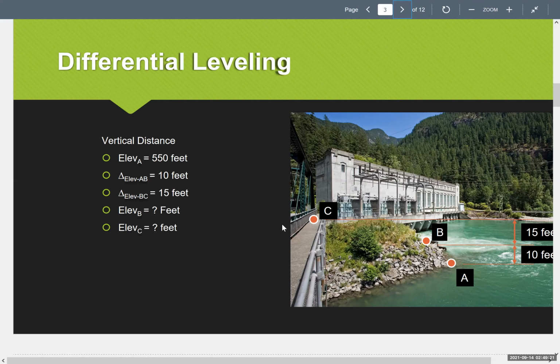And then also from differential leveling, I was able to get the difference in elevation between B and C. So in this particular case, I'm up to Edgar. So Edgar, what would the elevation of B be? If I know the elevation of A and I was able to measure the difference in elevation from A to B and B to C. So what's the elevation of B, Edgar?